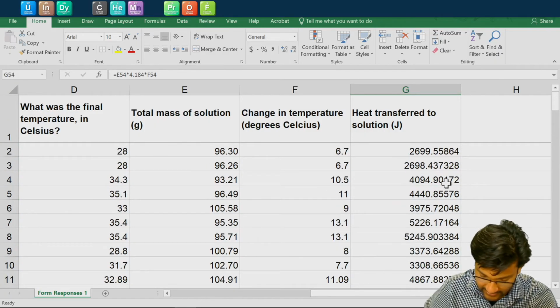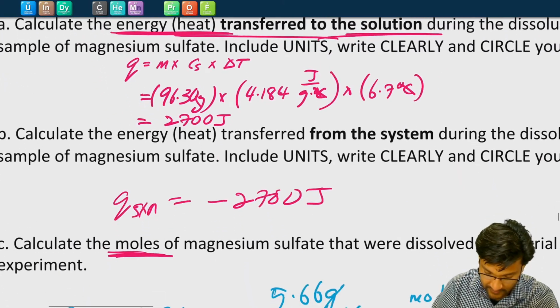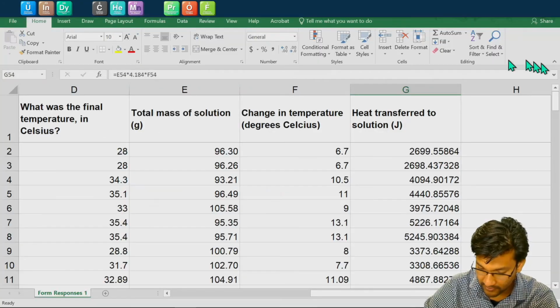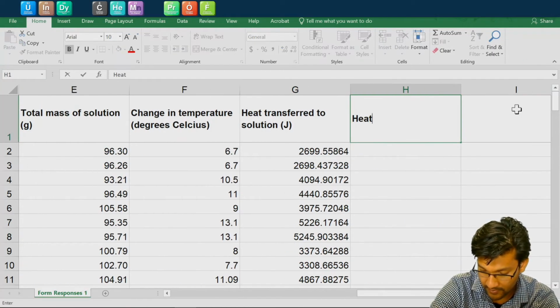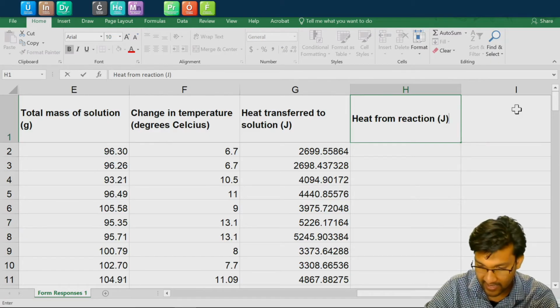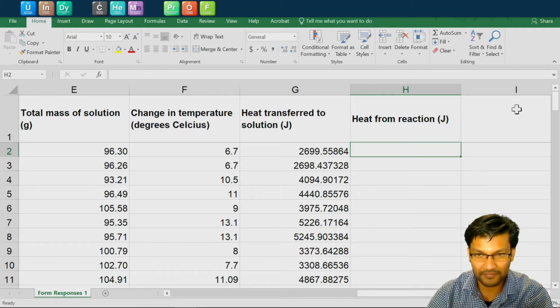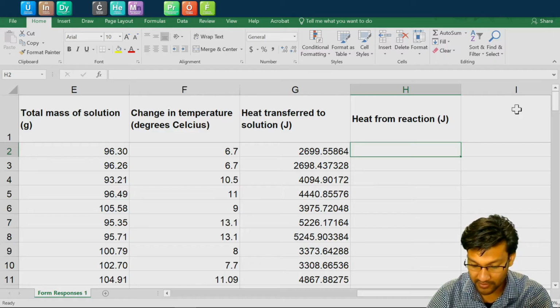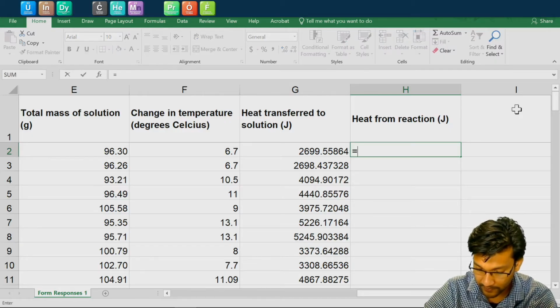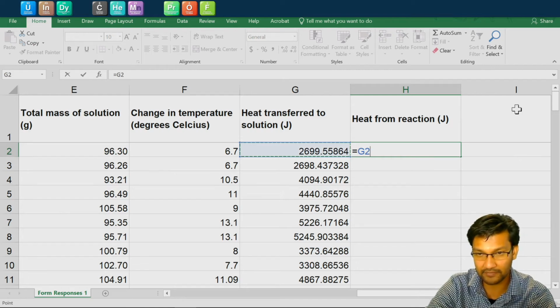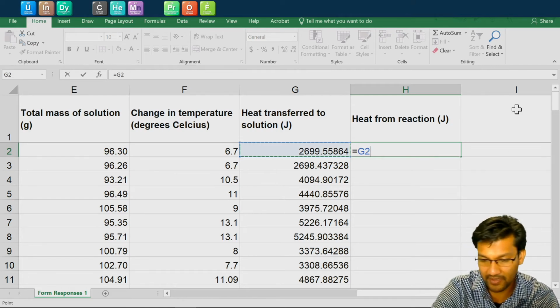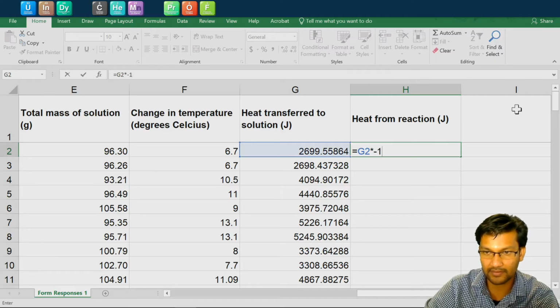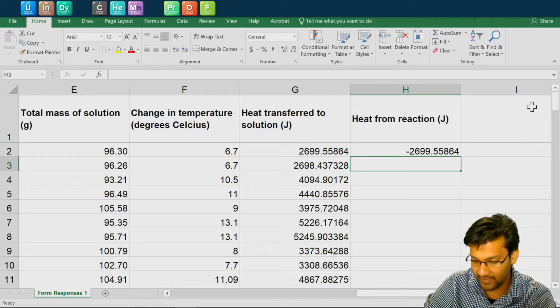The next thing that we did was figure out the heat from the reaction. So we'll do heat from reaction. Again, this was also in joules. And this is just negative the heat from the solution to the solution. So I'll just do is equal to. I'll go to the cell right next door, press left. And then to make it negative, I'll just multiply it by -1. Press enter, and I'll get negative that value.